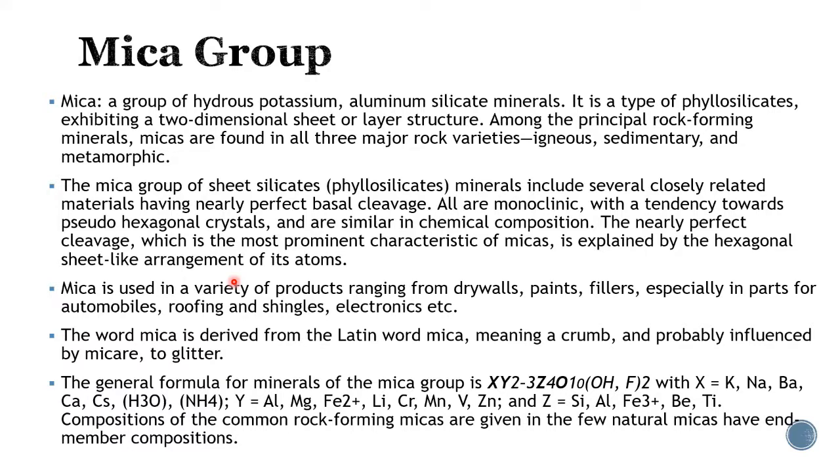The general formula for minerals of the mica group is XY2-3Z4O10(OH,F)2. X could be potassium, sodium, barium, calcium, cesium, etc., whereas Y could be aluminium, magnesium, iron, lithium, chromium, manganese, vanadium, zinc, depending on the specific type of mineral. And Z could be silicon, aluminium, beryllium, and titanium.